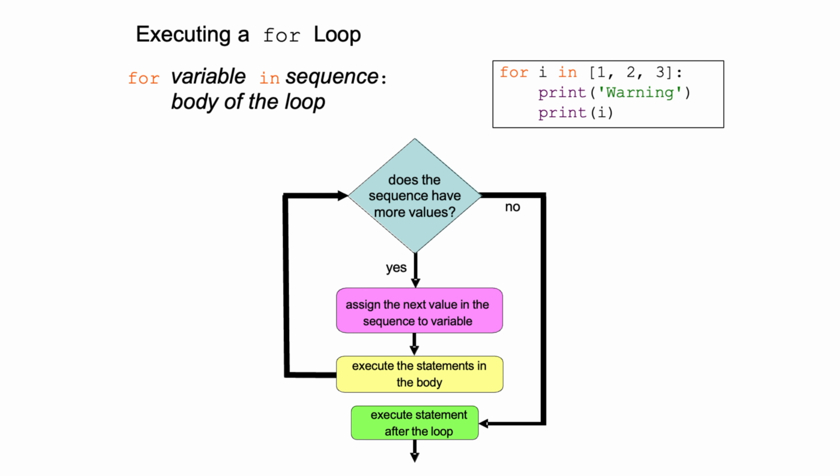Here is the flowchart for executing a for loop. If the sequence has more values, then the loop assigns the next value in the sequence to a variable and then executes the statements in the body. Then it checks again to see whether the sequence has more values to execute. If not, then it executes the statements after the loop.